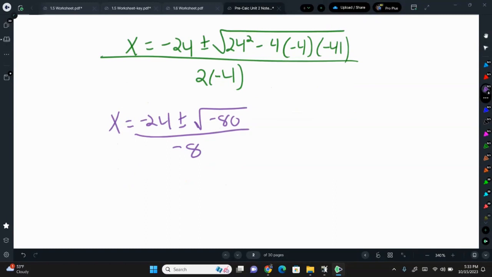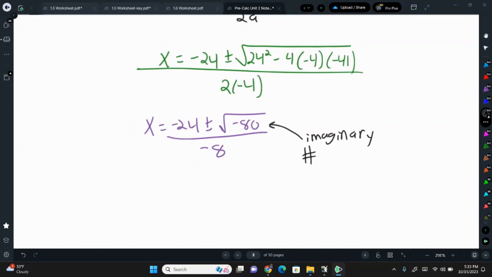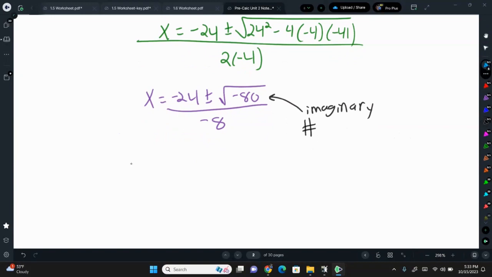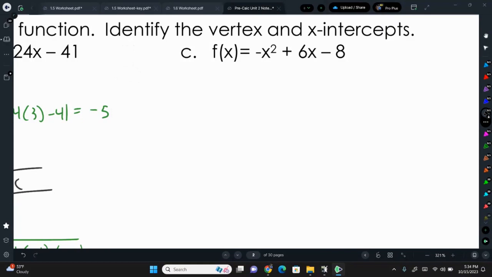Now, before we go any further, we know that this will give us an imaginary number because the square root of a negative number is not real. That means there are no x-intercepts. So no x-intercepts.